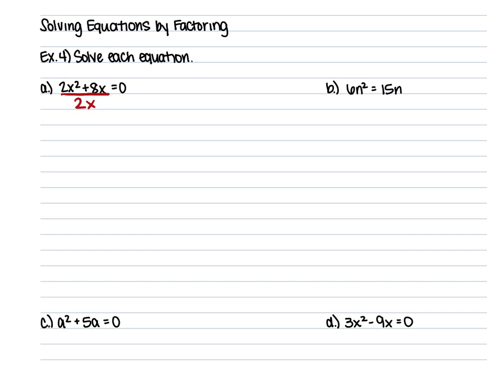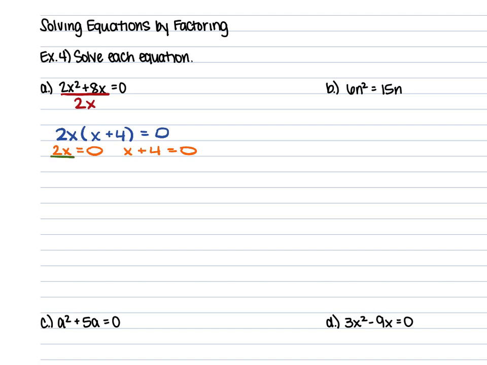From here, that 2x is factoring out, so that's going to go out front of parentheses. What's left over will go inside the parentheses. So 2x squared divided by 2x is x. 8x divided by 2x is 4. So we have 2x times x plus 4 is equal to 0. From here, since we're all factored out, we can set each part equal to 0 and solve. So we have 2x is equal to 0 and x plus 4 is equal to 0.